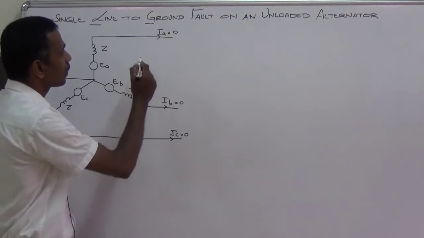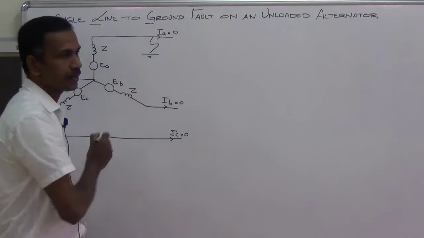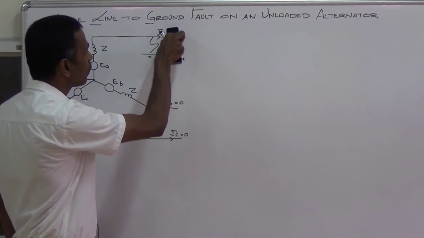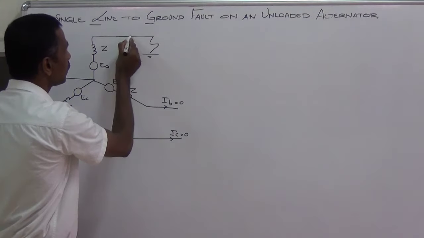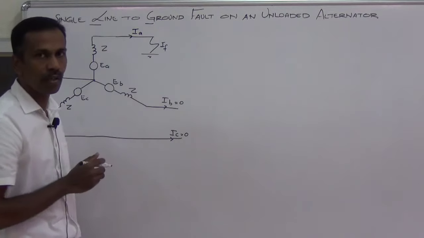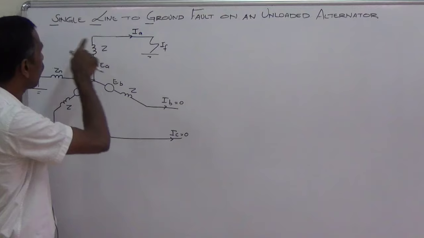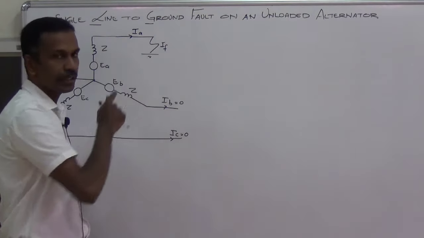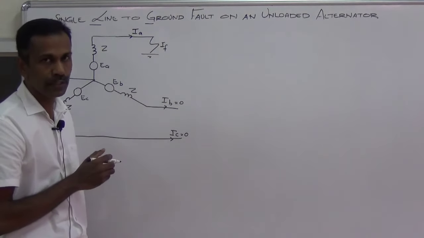Now suppose a fault occurs in the first phase. So this current is no more equal to 0. So this is for IA. This is the fault current. So this is shorted to ground. That's why we call this a single line to ground fault. Only one of the three lines is shorted to ground. In the other two phases, the current is still equal to 0.